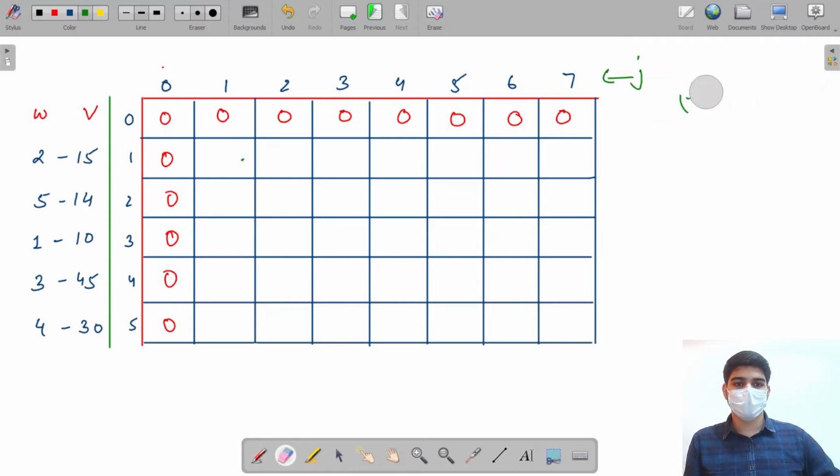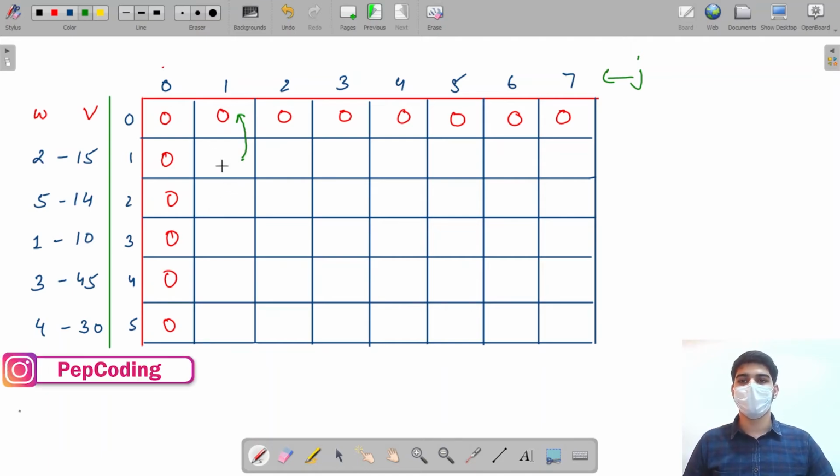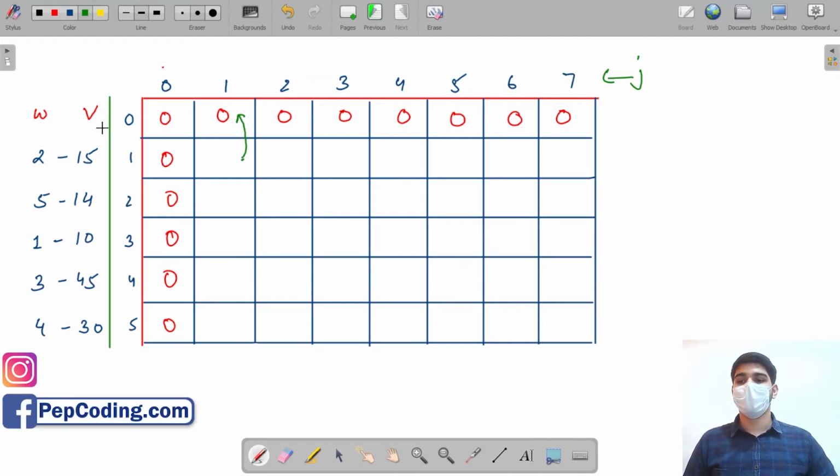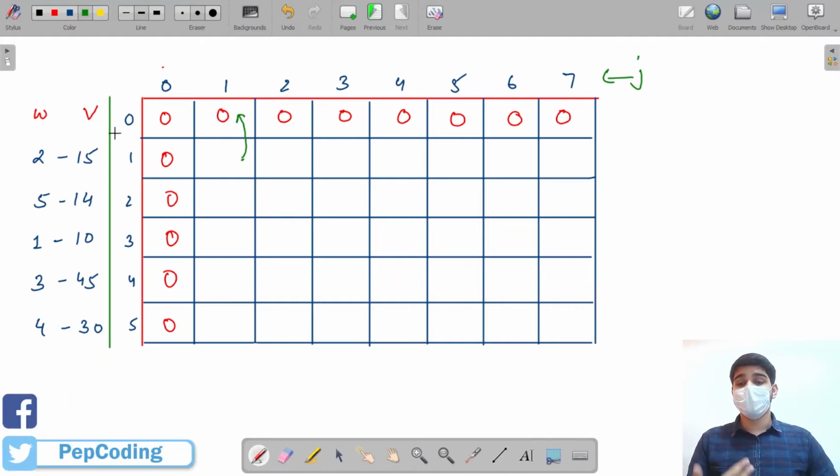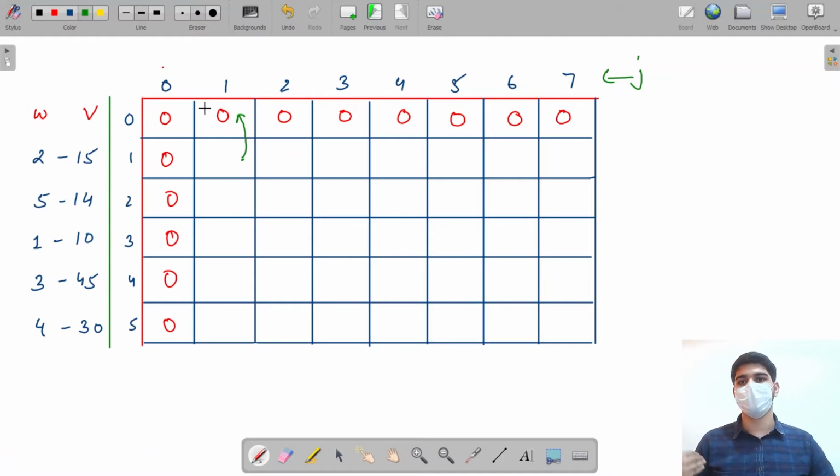So if I exclude the very first item, what is the cost that I have? For that, I have to look at the cell just in the previous row, right? What would this mean? The maximum value that I was able to generate when the capacity was the same, but I was not using my item, right? Till the items before me, which is 0. So this becomes 0 itself.